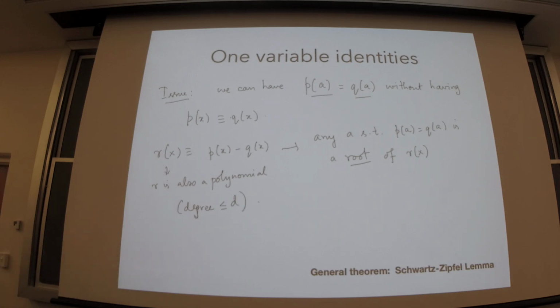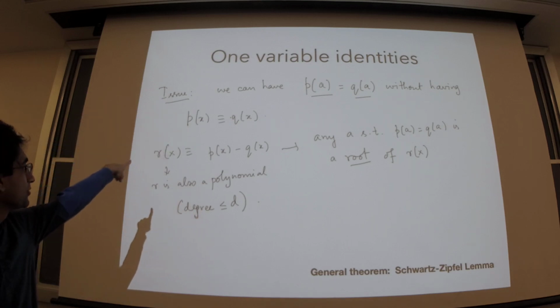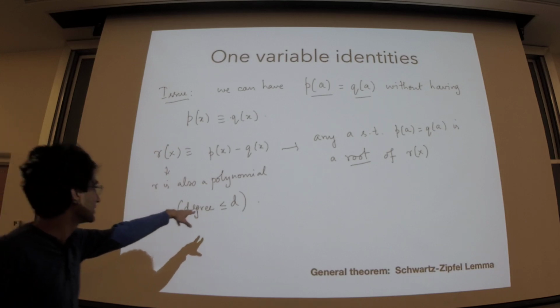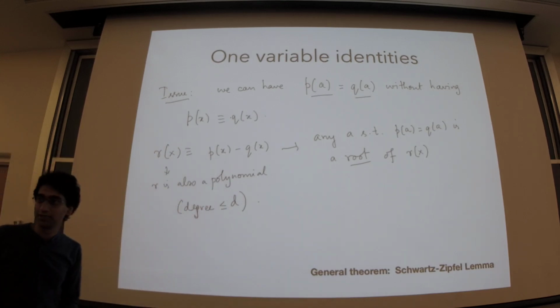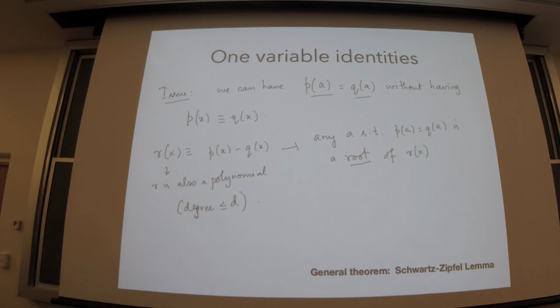Alright, so I'm saying that any a for which p of a equals q of a is actually a root of this polynomial of degree less than or equal to d. Now, how many roots can a degree d polynomial have? At most d, right? So like he's saying, it's not at least d. Sometimes you can have polynomials without any roots, but it cannot have more than d roots.